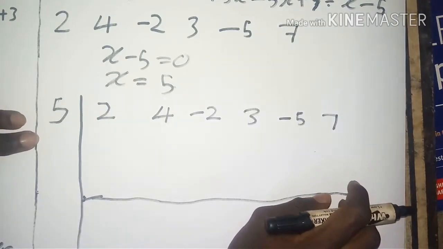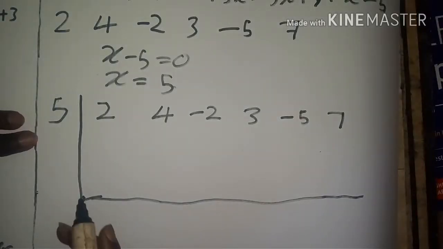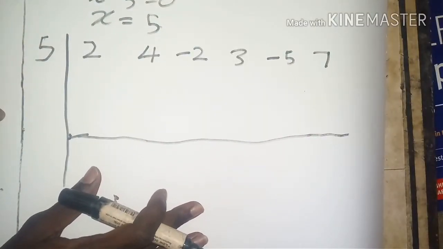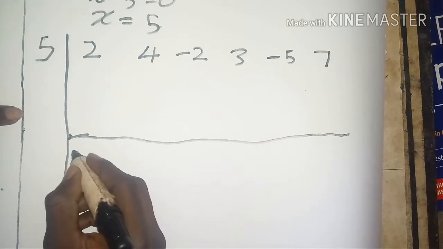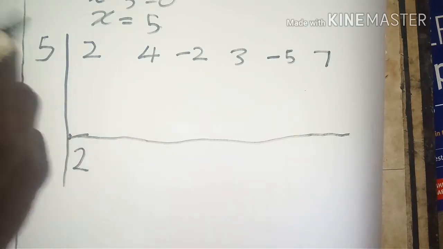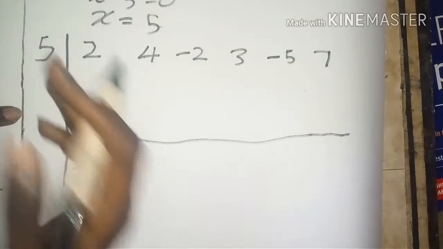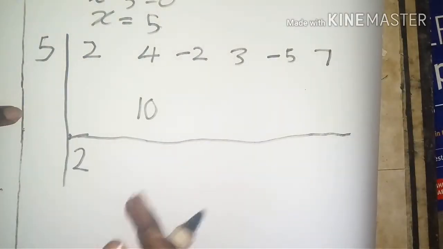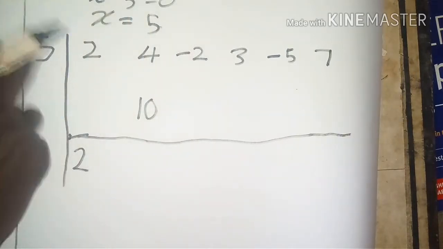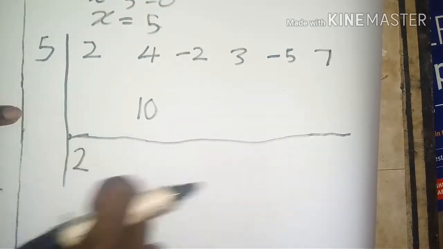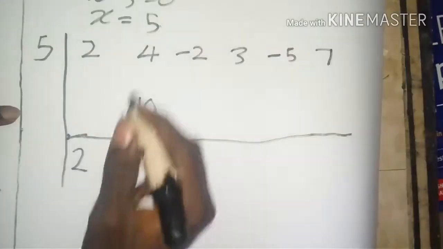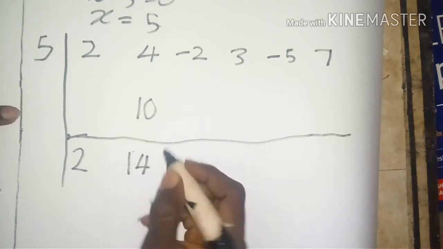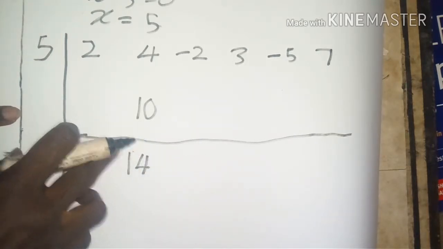So that is basically it. First thing I'm going to do is to bring this 2 down here. 2. Then I'm going to multiply by 5. 2 times 5 is 10. 10 plus 4 is 14. Don't forget, you multiply, then you add, then you multiply. That is the basic principle. 10 plus 4 is 14.